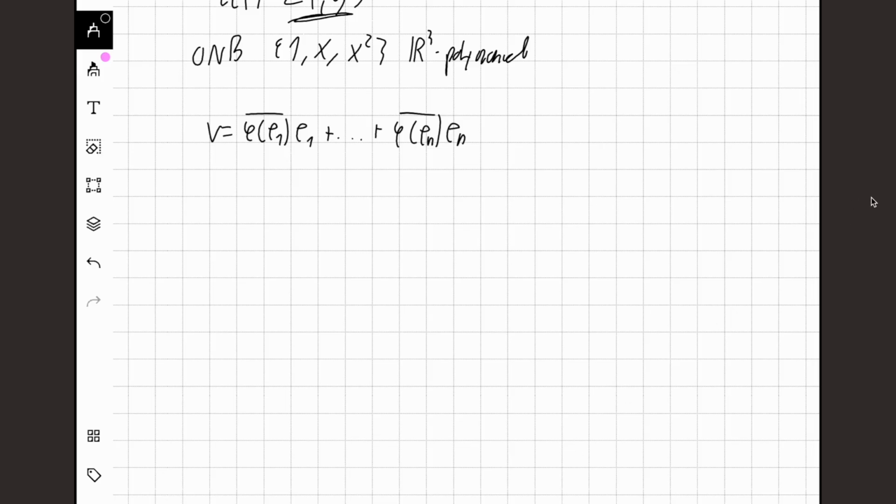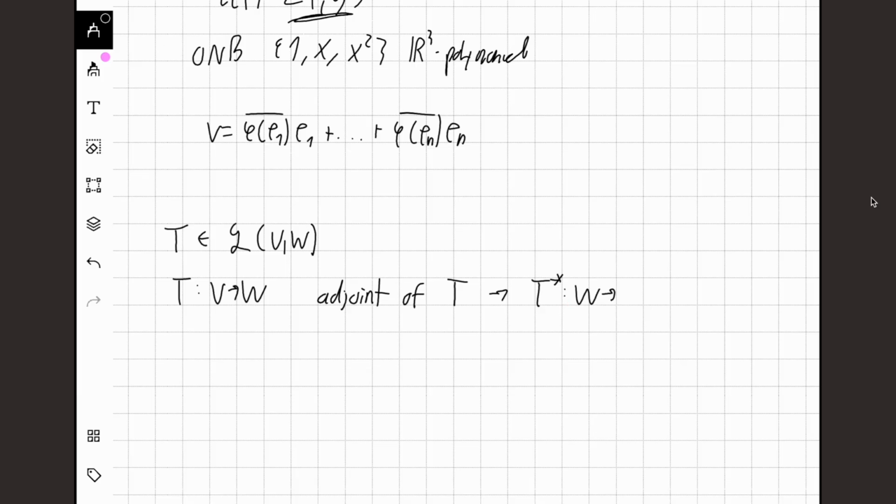So again, if anyone is still interested, you might know if you took a linear algebra class that if you have a linear transformation T from your vector space V to W, then you can define the adjoint. The adjoint of T is this special matrix T star, and this would be a transformation from W back to V.